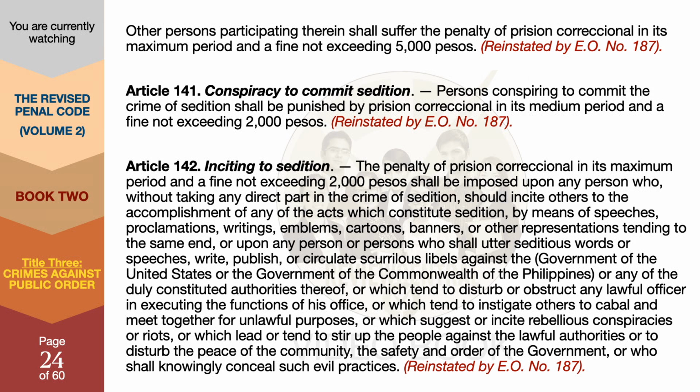to the same end, or upon any person or persons who shall utter seditious words or speeches, write, publish, or circulate scurrilous libels against the government of the United States or the government of the Commonwealth of the Philippines, or any of the duly constituted authorities thereof, or which tend to disturb or obstruct any lawful officer in executing the functions of his office, or which tend to instigate others to cabal and meet together for unlawful purposes, or which suggest or incite rebellious conspiracies or riots, or which lead or tend to stir up the people against the lawful authorities or to disturb the peace of the community, the safety and order of the government, or who shall knowingly conceal such evil practices. Reinstated by EO number 187.